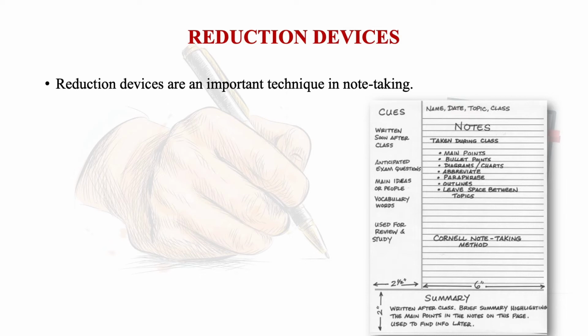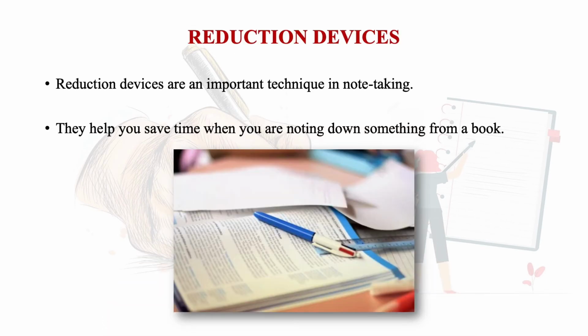Now, as I told you, there are a lot of reduction devices. Reduction means through which you can reduce the length of the words and the length of the sentences which are used for taking notes, or note taking. Reduction devices are very important, and they are considered a very important technique in note taking. That you have to understand. These reduction devices help you save time when you are noting down something from a book. Therefore, you need to understand what those reduction devices are.